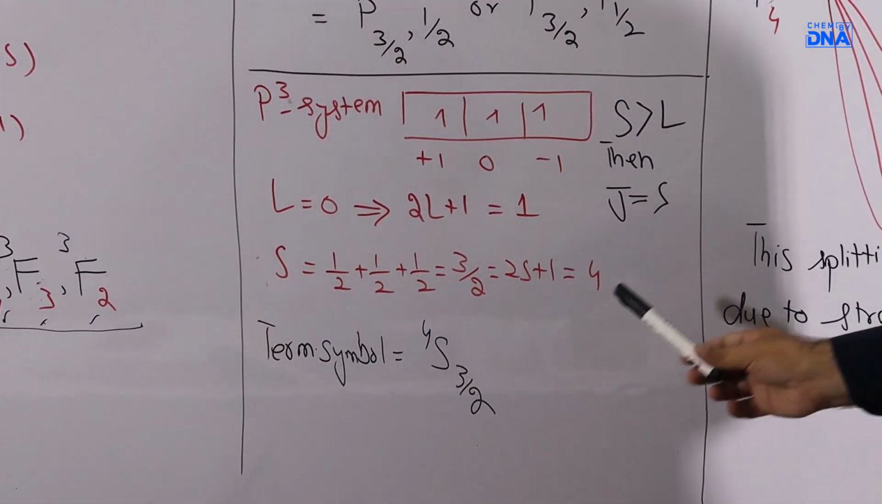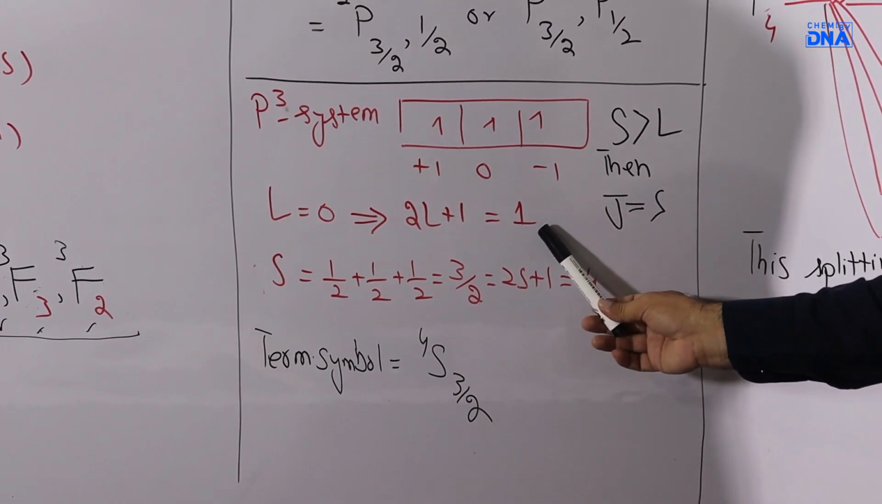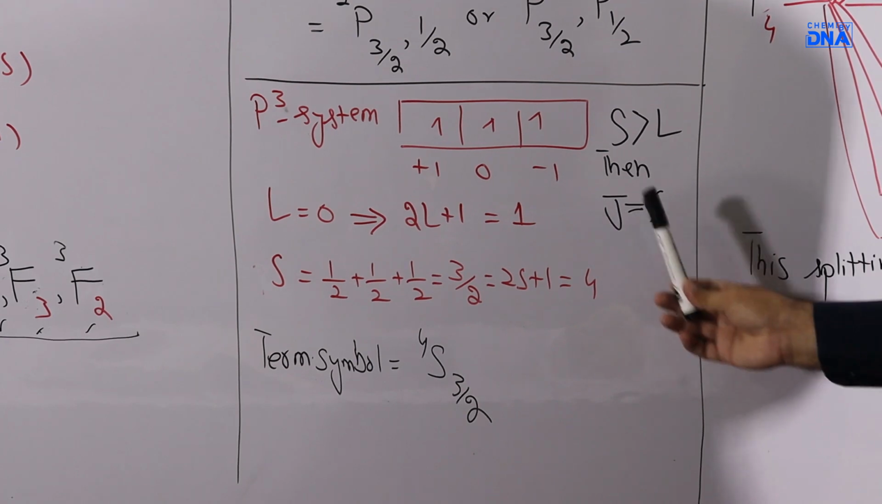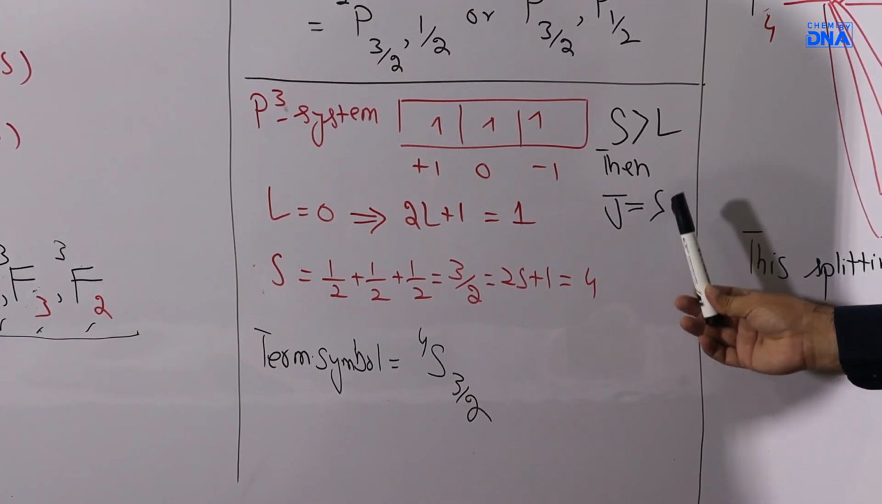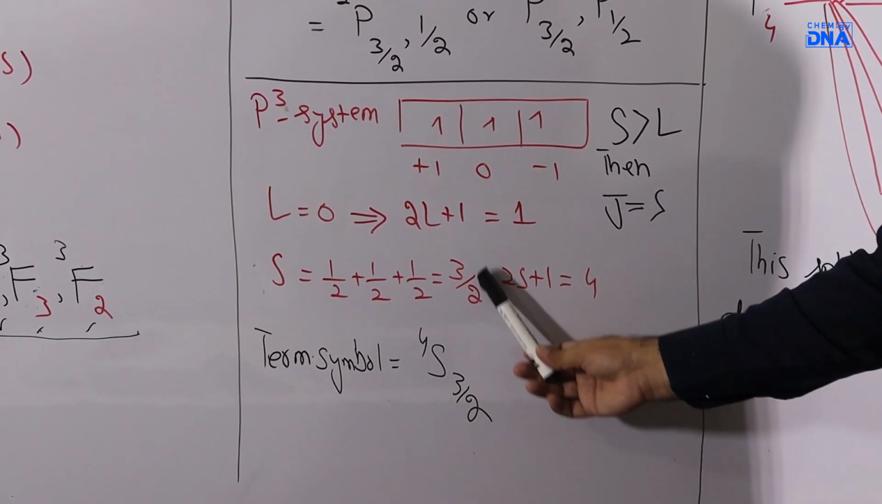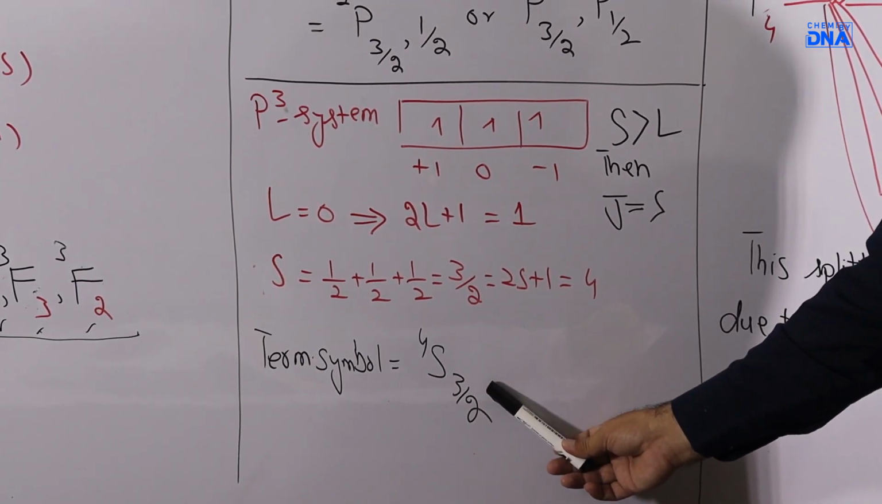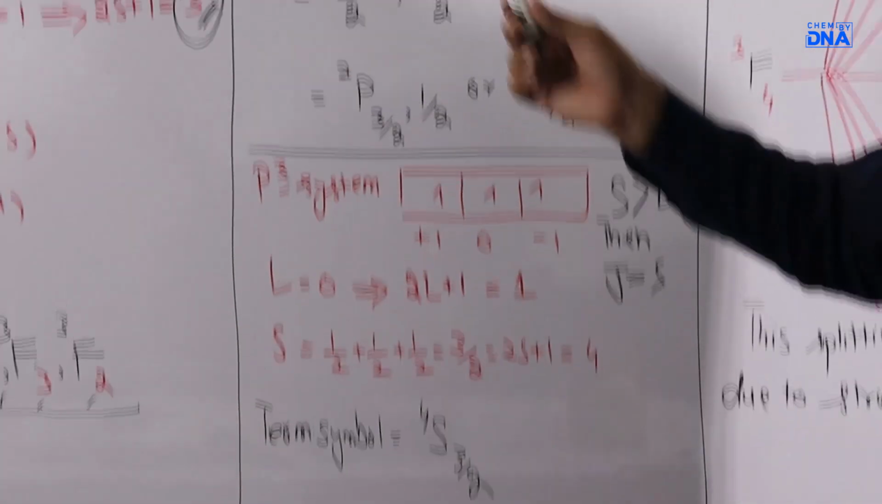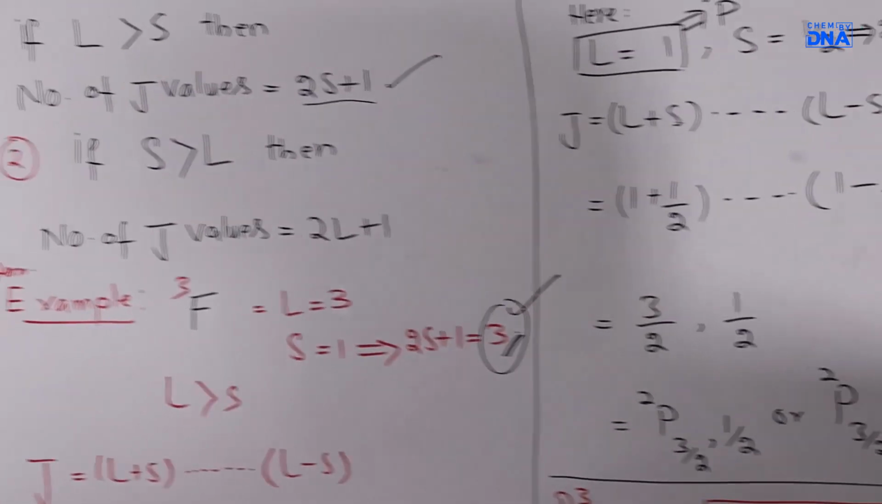And you said that only one J value will be produced. You obtained here 1. And this J value will be equal to S. And you see that S is 3 by 2. So you get here 3 by 2 J value. This was the second case in accordance to the rule number 2.